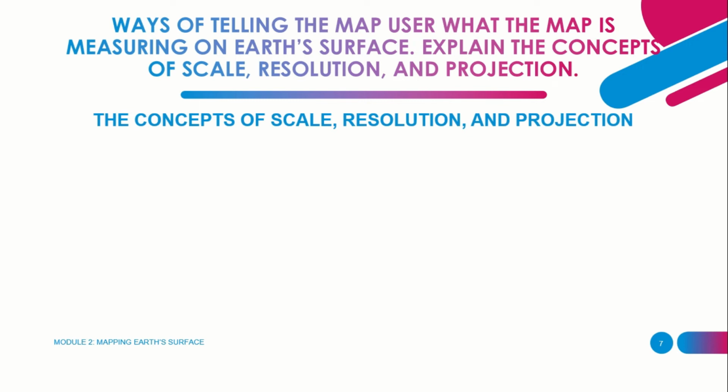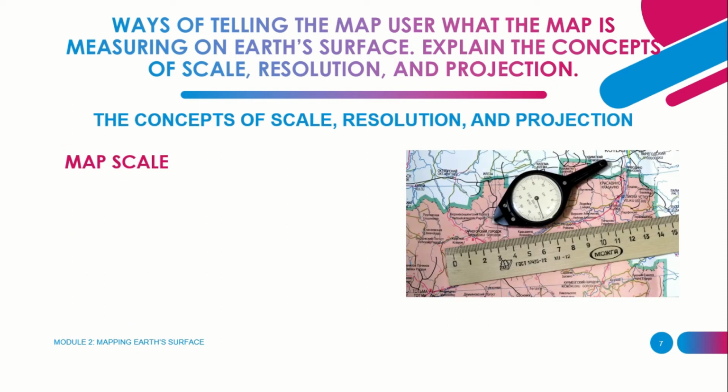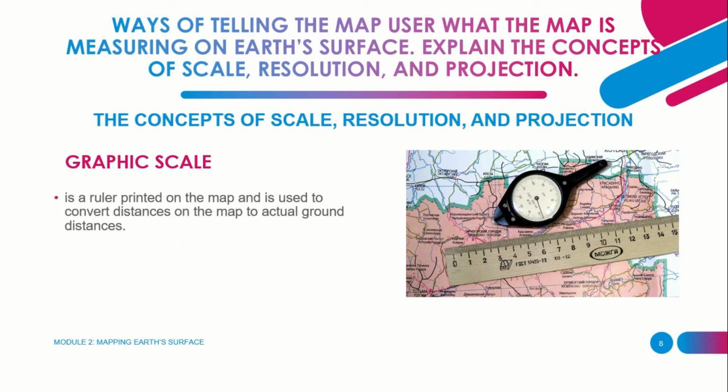Next are the concepts of scale, resolution, and projection. Map scale measures how much the features of the world are reduced to fit on a map. It shows the proportion of a given distance on a map to the corresponding distance on the ground in the real world. A graphic scale is a ruler printed on the map and is used to convert distances on the map to actual ground distances. One important advantage of graphic scales is that they remain true when maps are shrunk or magnified.